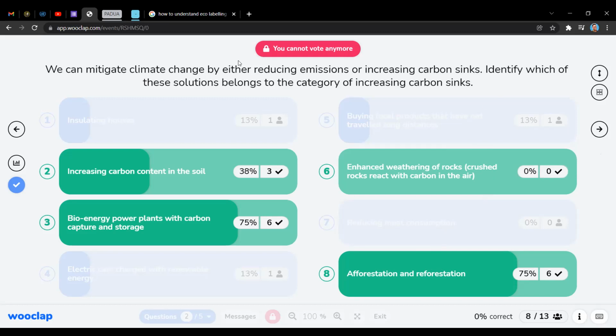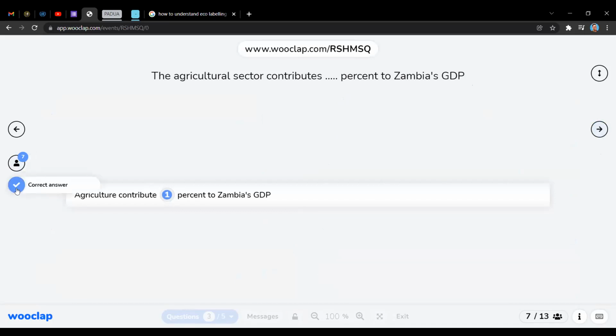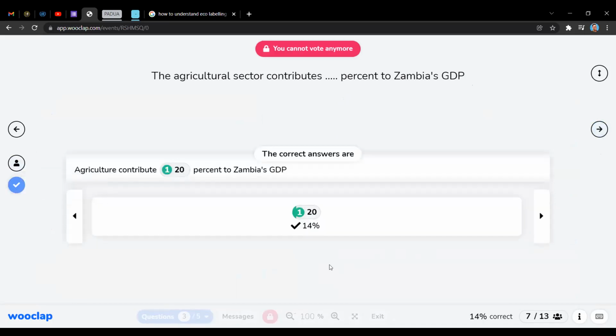The other ones are reducing emissions. If you talk about insulating houses, buying local products, and all these others. The other one was reducing meat consumption. That is reducing emissions, but it's not necessarily a carbon sink. And the correct answer for this one was 20%. I'm sure most of you forgot. Only 14% got it correct.